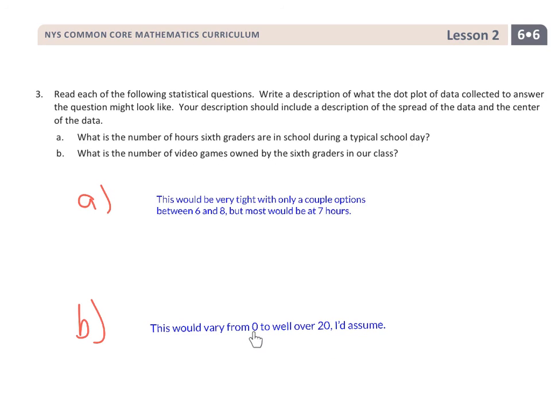And then for B, for video games, man, this could vary. This could be from as many as 0, right? Some kids may not have any video games, to well over 20, 30, who knows, right? But it would be a very broad number from 0 through well above the 20s, and the dots would probably be spread out, while this one, the dots would be close together.